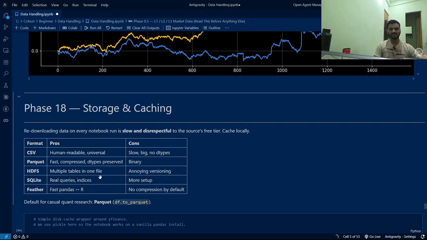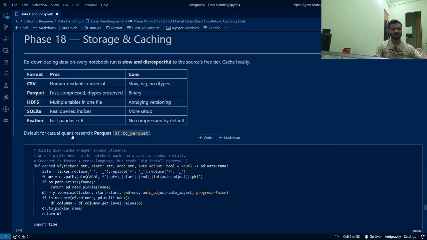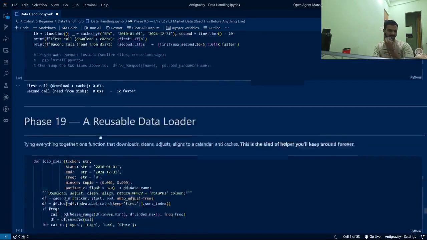HDF5, multiple tables in one file, annoying versioning. SQLite, real queries and joins, but more setup time. Then you got your Feather, fast for pandas, no compression by default. Default for casual quant research is Parquet file. But even CSV files are good if you are not trying to download L2 or L3 data.